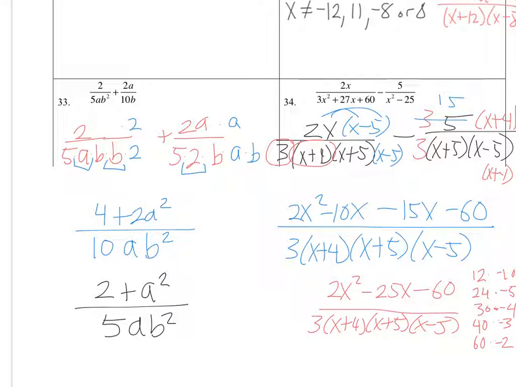Just for the sake of being mathematically accurate, I also do need to say that x cannot equal negative 4, negative 5, or positive 5, because those would make the bottom 0. And I should have done that on 33 also, to say that a cannot equal 0 and b cannot equal 0. That's all she wrote.